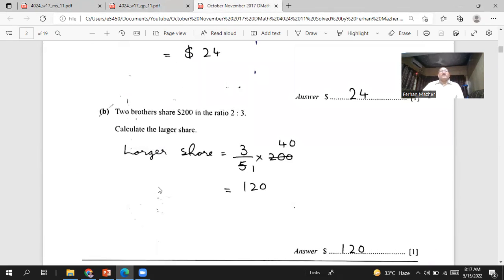So the larger share will be 3 by 5 multiplied by 200. You can see on your screen, the larger share will be equal to 3 by 5 into 200. 5 and 200 cancel, so it will be 40. 40 multiplied by 3, that is 120.